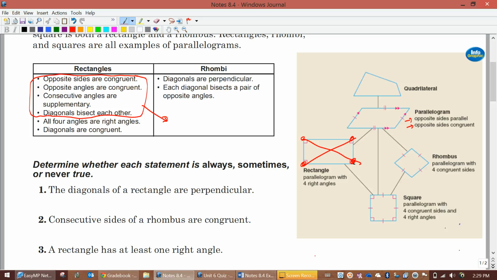What makes a rhombus special? The diagonals are perpendicular to each other. That means they intersect at a 90-degree angle. Okay, they intersect at a 90-degree angle.